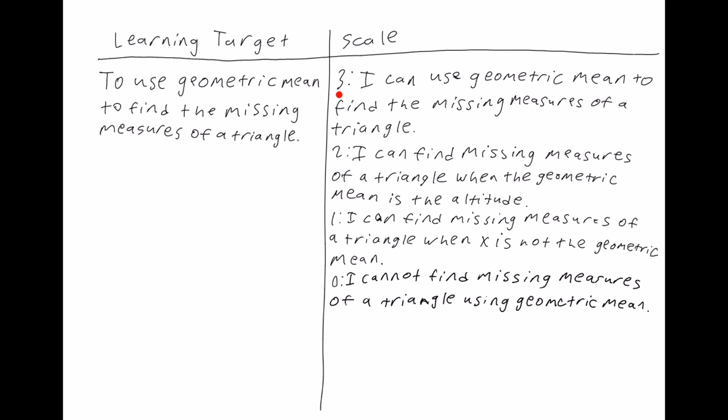For the scale, you're a 3 if you can use geometric mean to find the measures of a triangle. 2, you can find the missing measures of a triangle when the geometric mean is the altitude. That's the line that comes from the top of the triangle and hits the other side at a right angle. 1, you can find the missing measures of a triangle when x is not the geometric mean, which means you wouldn't have anything squared. And 0, you cannot find the missing measures of a triangle using geometric mean.